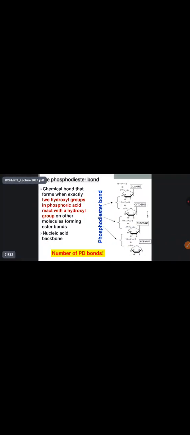So I want to finish this slide today so that we can continue with another one tomorrow. So the phosphodiester bond is the chemical bond that forms when exactly two hydroxyl groups in phosphoric acid react with a hydroxyl group on another molecule, forming an ester bond. This is the general explanation of the phosphodiester bond.